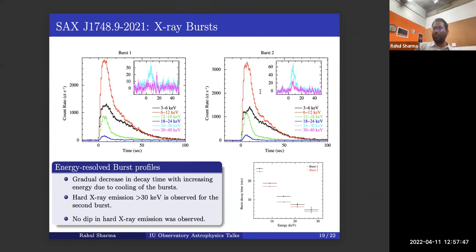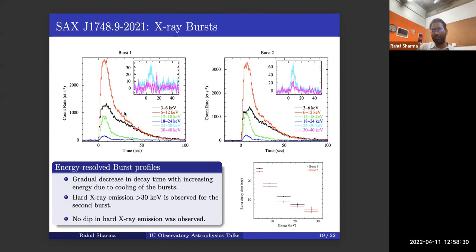Along with this, we also detected an X-ray burst in this source. Unfortunately, we could not detect any X-ray burst in SAX J1808, but in this case we could detect two X-ray bursts. This is the profile of these two X-ray bursts. X-ray bursts occur during the accretion process when enough accreted material is stored on the neutron star surface and there is a thermonuclear runaway. So this is the persistent emission, and suddenly there is an increase in the emission. The shape has a very fast rise because of the thermonuclear runaway, a very high increase in the luminosity, and after that it starts to decay gradually, exponentially.